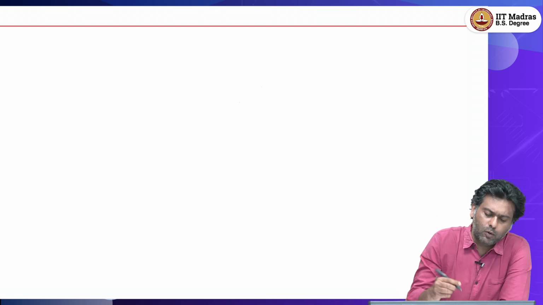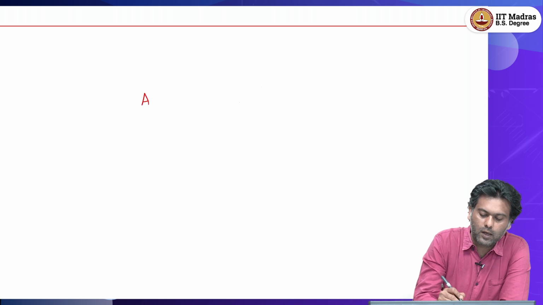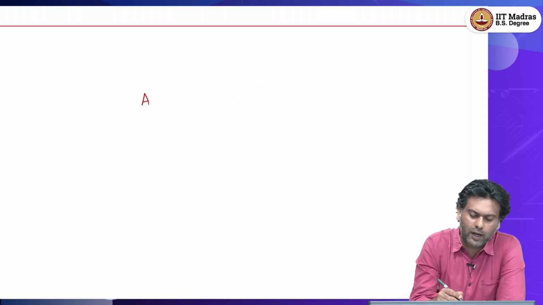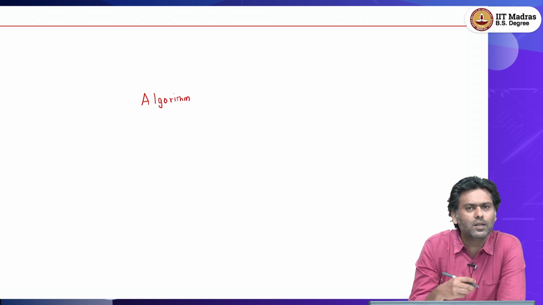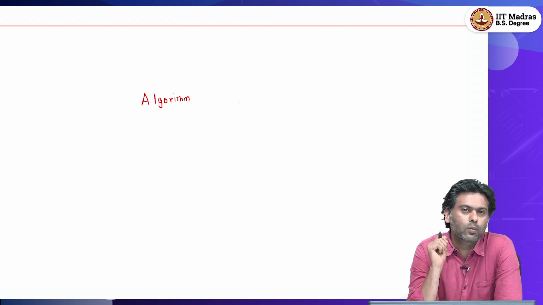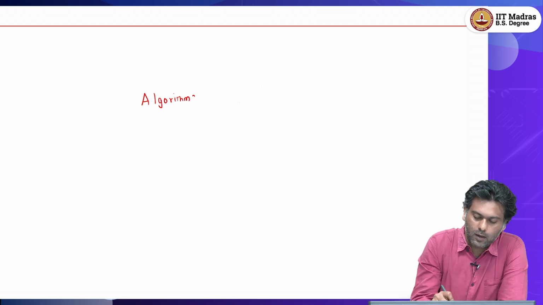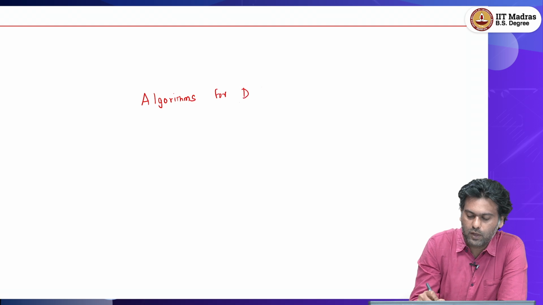The goal of today's lecture would be to just give an overall idea of what this course is about, and at a very high level understand what kind of topics you can expect to learn in this course. So this is Algorithms for Data Science.